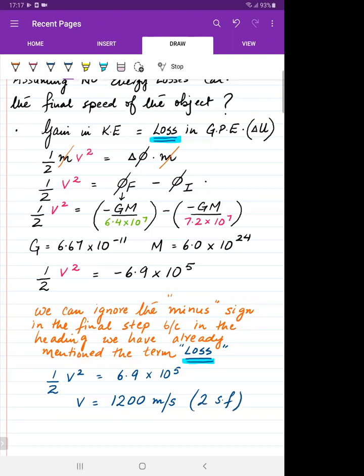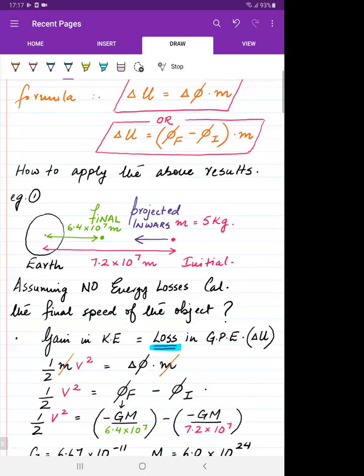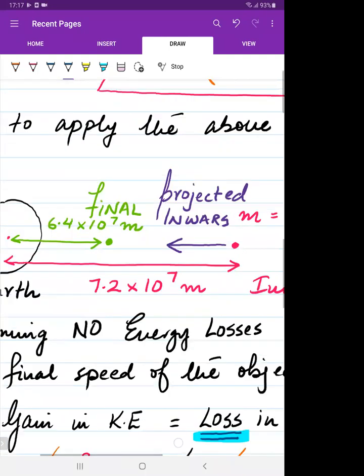ठीक है. So based on the diagram, you are asked to calculate इसकी फाइनल स्पीड कितनी होगी. Let me just zoom in. So value of the final speed at this point is approximately coming out to be 1200 meters per second. ठीक है. I've just mentioned that value on the diagram. All right. Proceeding on further.